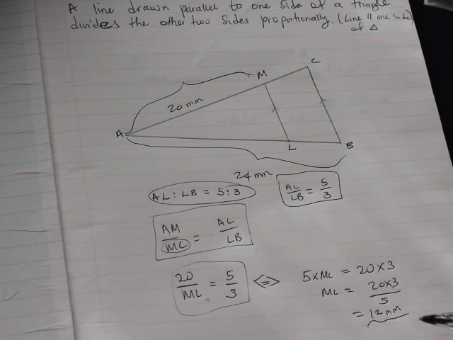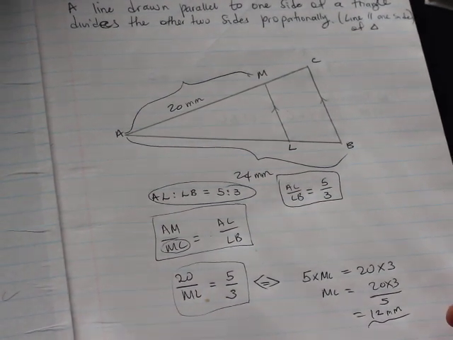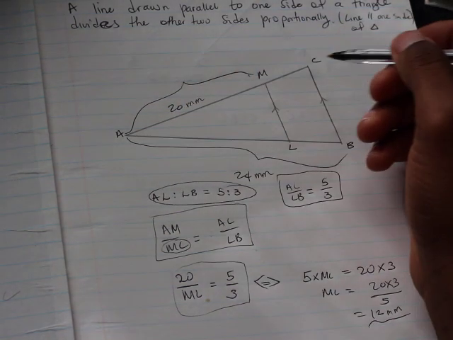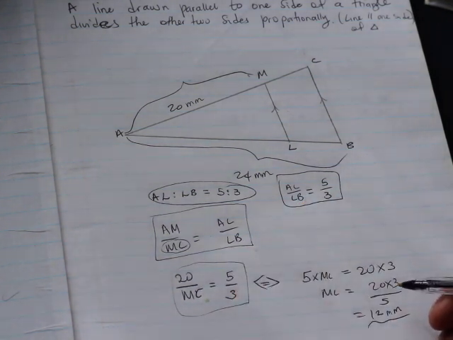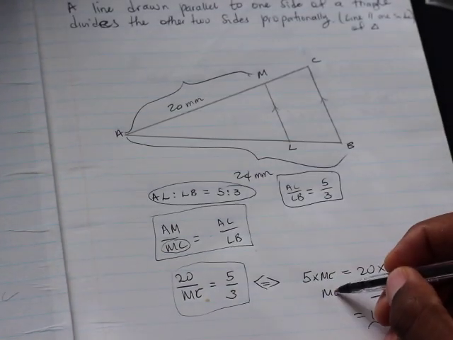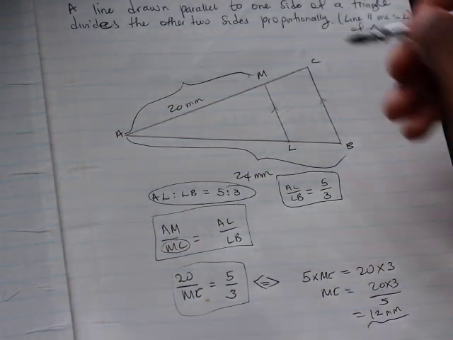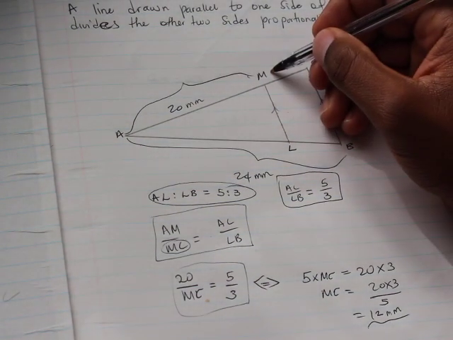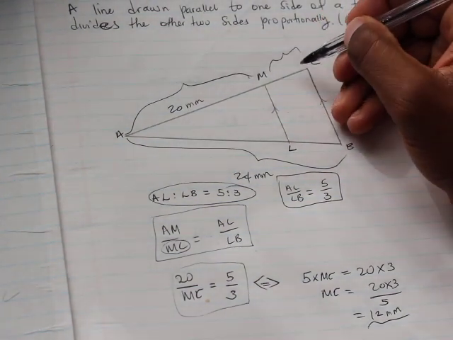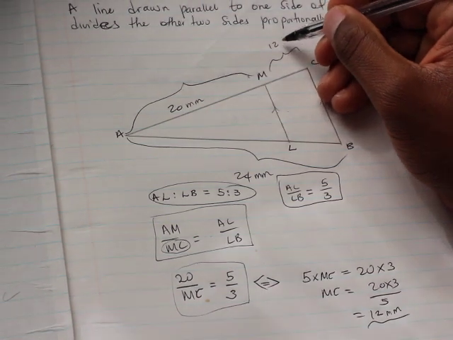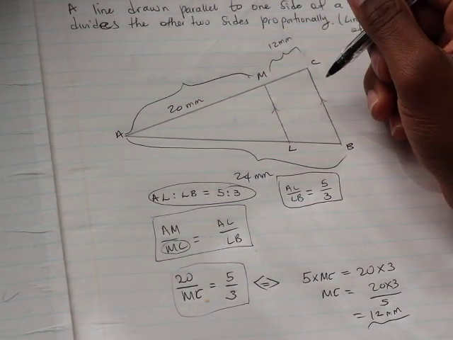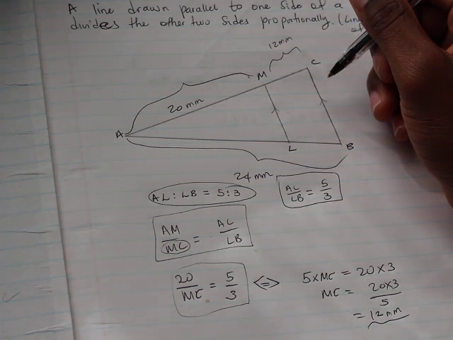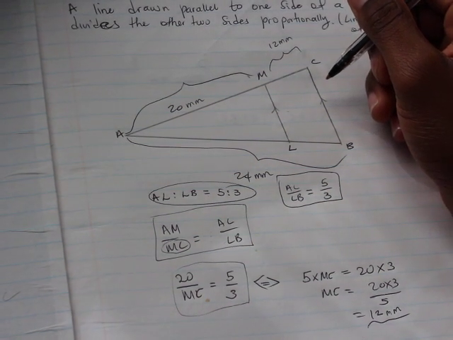We found our ML, right? So ML, no, oh, that was actually MC. Sorry about that. So we do have our MC now. MC has a length of 12 millimeters. Fine. And another question goes on to say, find the length of LB.